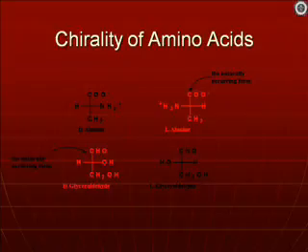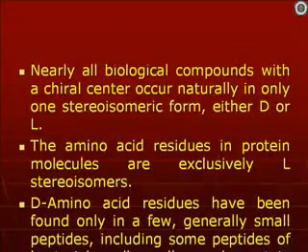Chirality of amino acid is like what we have seen in the case of glyceraldehyde. If the hydroxyl group is on the right hand side, it is D-glyceraldehyde. If the hydroxyl group is on the left hand side, it is L. In the same way, if NH3+ is on the right hand side, it is a D amino acid. If it is on the left hand side, it is an L amino acid.